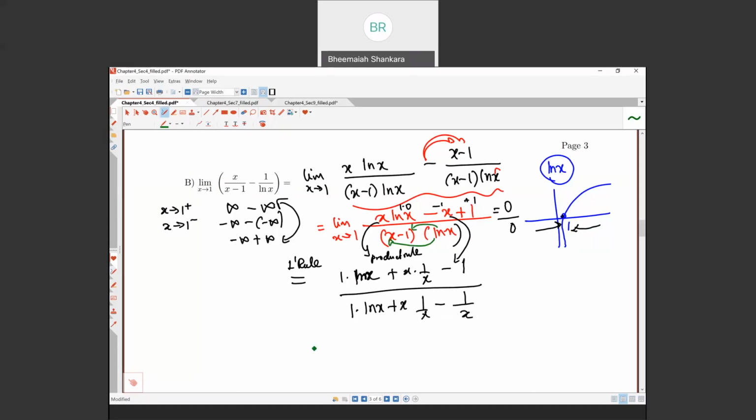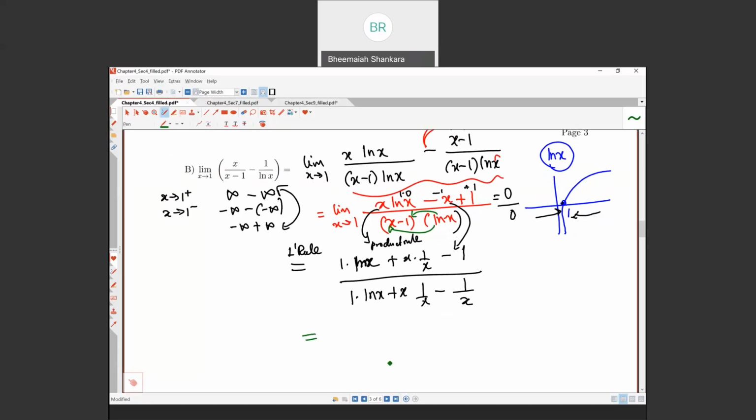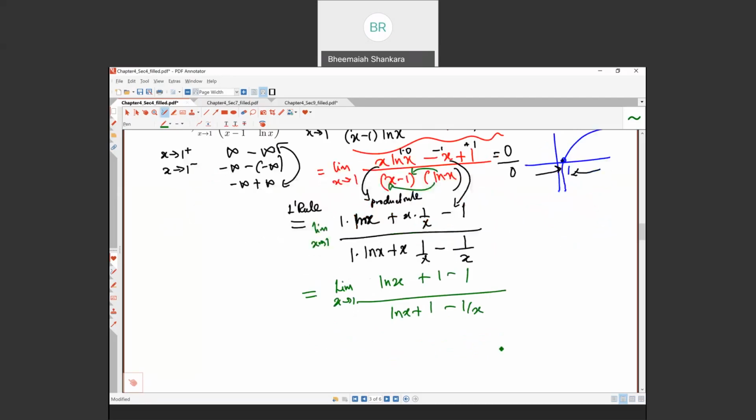Now that you did the L'Hopital's rule, you're good to simplify a little bit. Before you check the limit, this is limit x approaching 1. I'm going to write the numerator as ln x plus 1 minus 1, and the denominator as ln x, again a plus 1 and then negative 1 over x. Now you want to check the limit. So this is limit x approaching 1 of ln x, the numerator, divided by ln x plus 1 minus 1 over x.